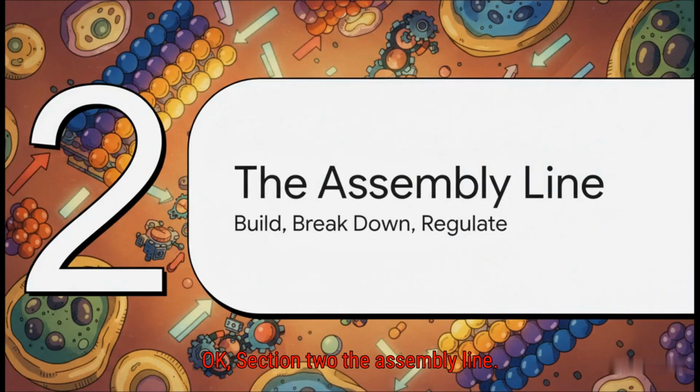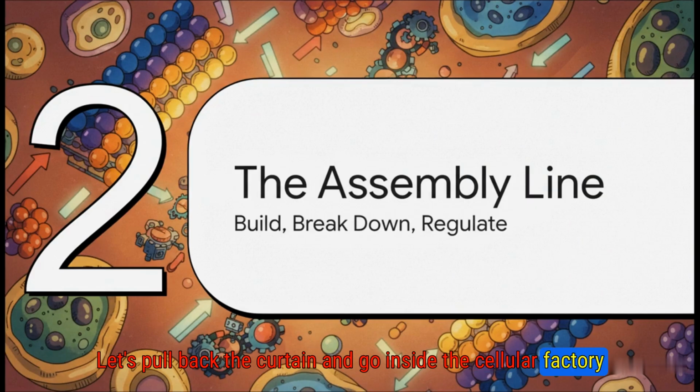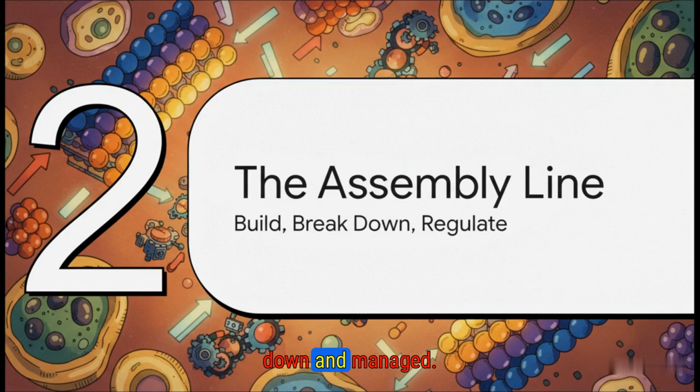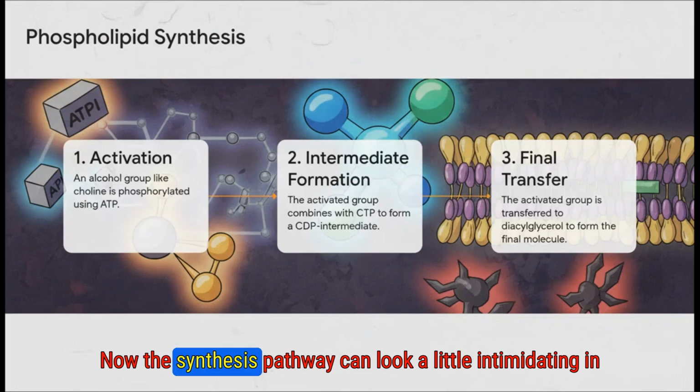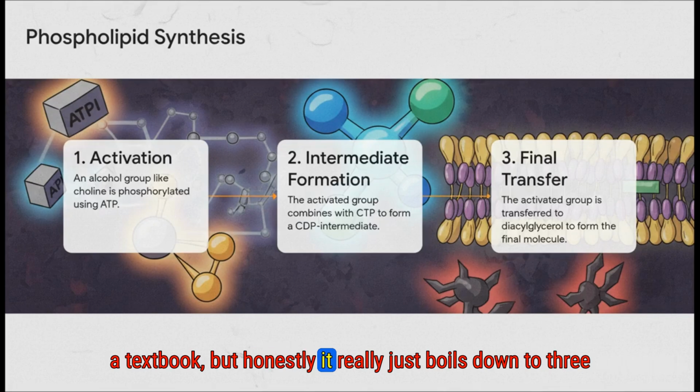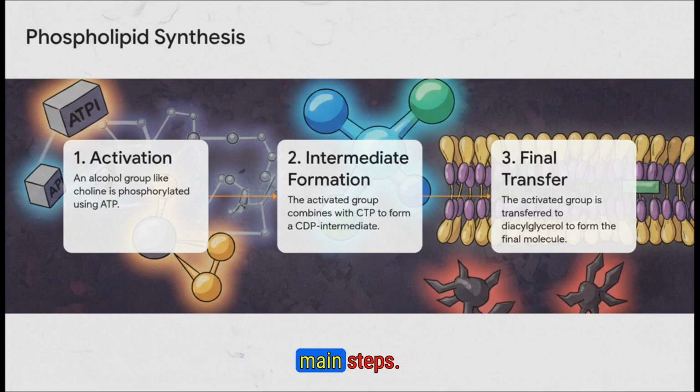Okay, section 2, the assembly line. Let's pull back the curtain and go inside the cellular factory to see how these critical molecules are actually built, broken down, and managed. Now, the synthesis pathway can look a little intimidating in a textbook, but honestly, it really just boils down to 3 main steps.